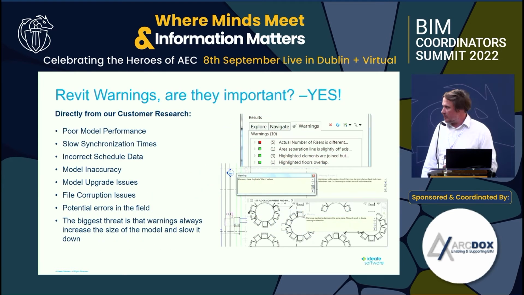So, talked a little about warnings earlier. So Revit warnings, are they important? Yes, they are. This has been based on some research that we've done ourselves and with our customers. And there's just some of the ways warnings can affect your model. They could cause your model to perform slowly, sluggishly. They can obviously cause slow synchronization times with the central model. Incorrect schedule data, that's a key issue. If you've got duplicate elements within your model, they report in the schedule as additional elements, and that could lead to issues when you're issuing your data out to other consultants.